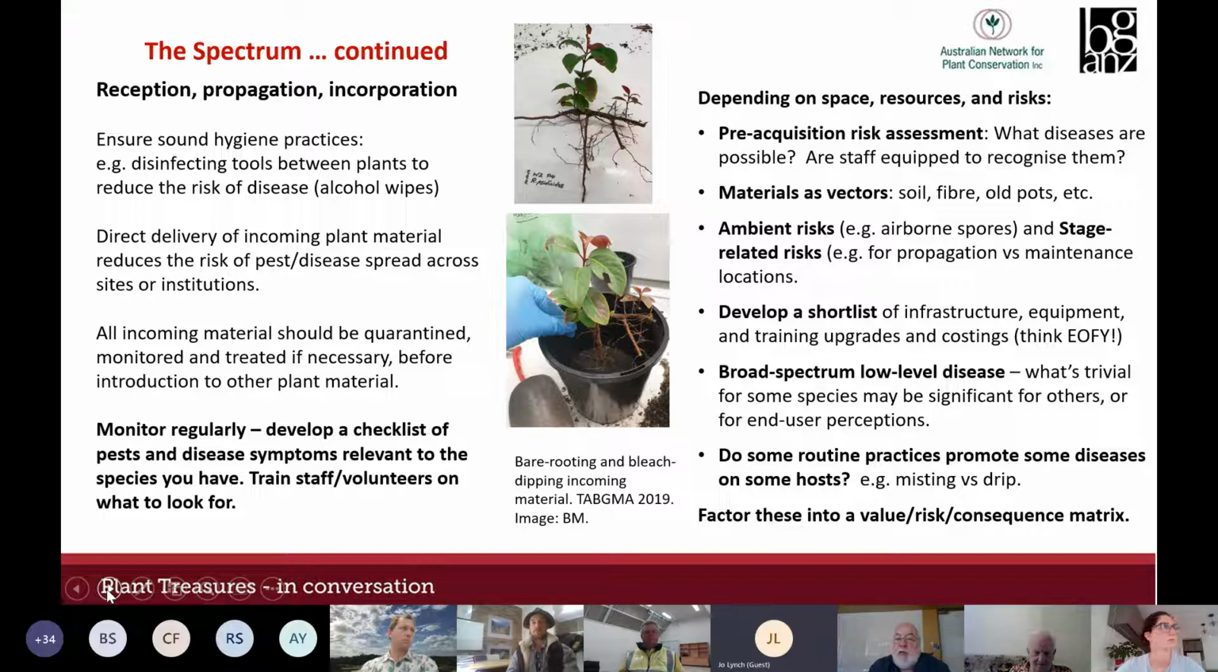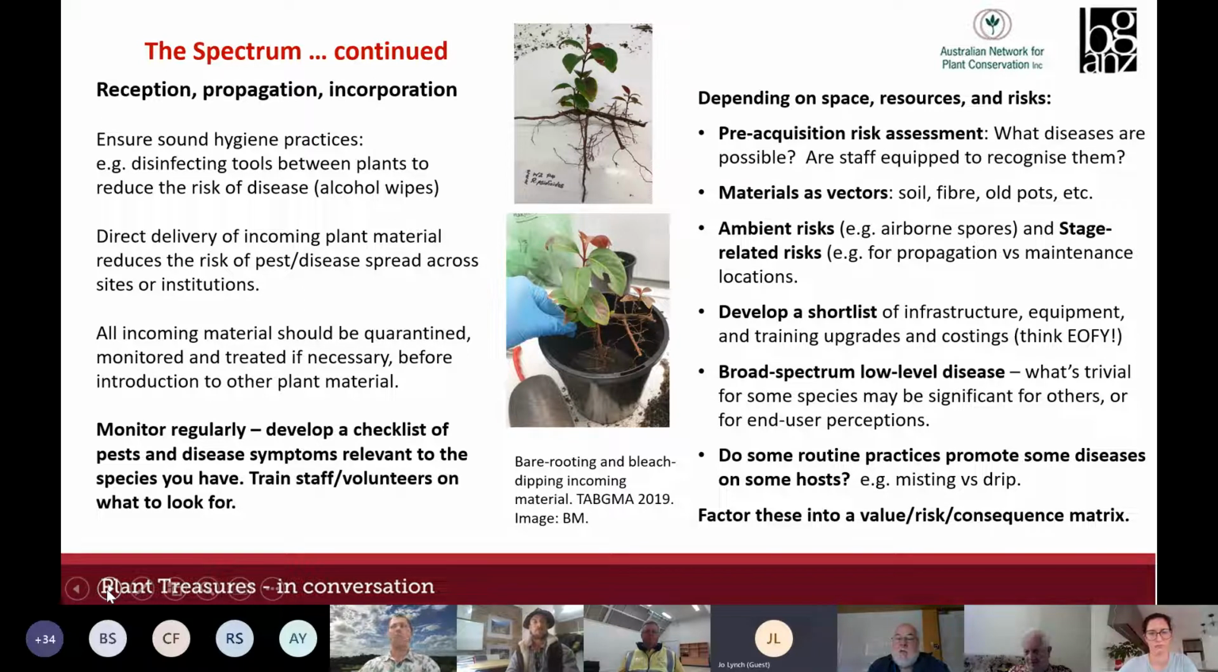And during that time and afterwards, you need to monitor regularly. It helps to develop a checklist of pest and disease symptoms that are relevant to the species that you have, and to train staff and volunteers in what to look for. Now, a lot's going to depend on space, resources and risks. I won't dwell on these because I'm going to run out of time, but it's on the slide there. Some points are on the slide for consideration later on.